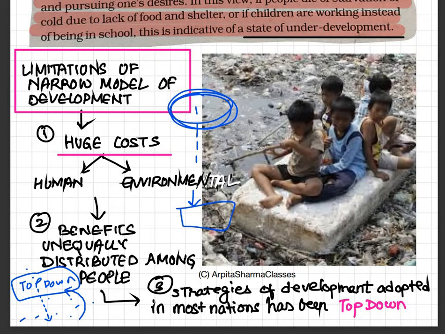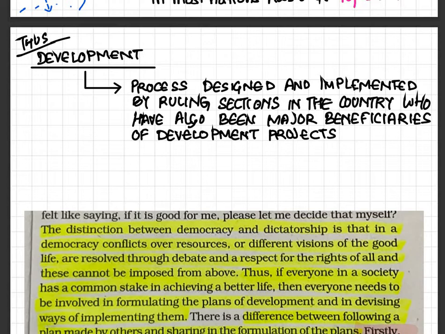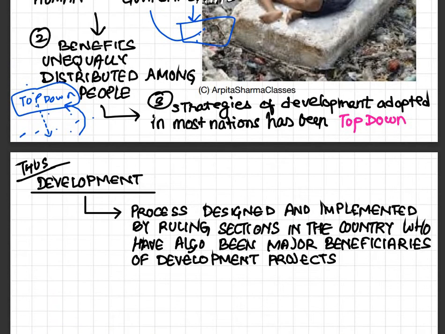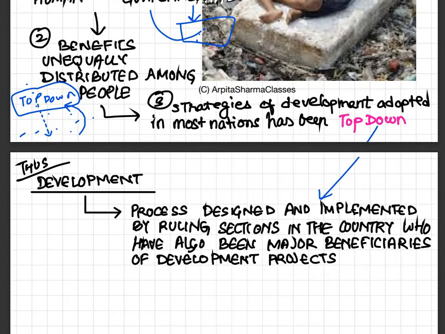to the lower level. Decisions are being made for the lower level people, but they are not made to participate in the decision making process. And all the benefits of the decision are reaped by the top level people only. That is the top-down approach. This is the third limitation of the narrow model of development. Thus, we can say that development has become a process which has been designed and implemented by ruling sections of the country only, and they are only benefiting from those kinds of development projects. This is the meaning of top-down approach.